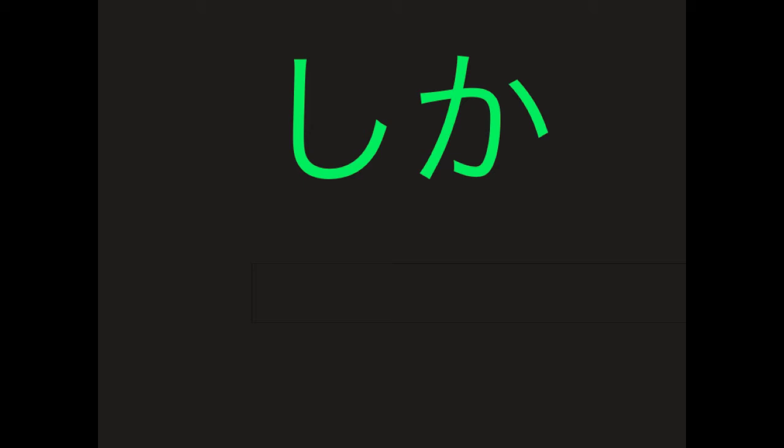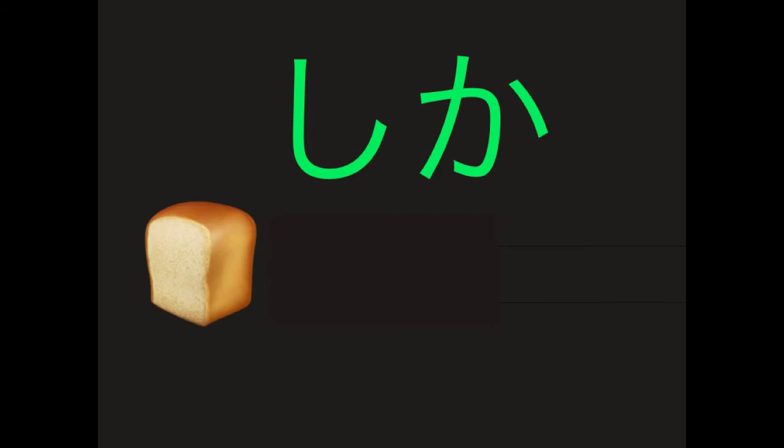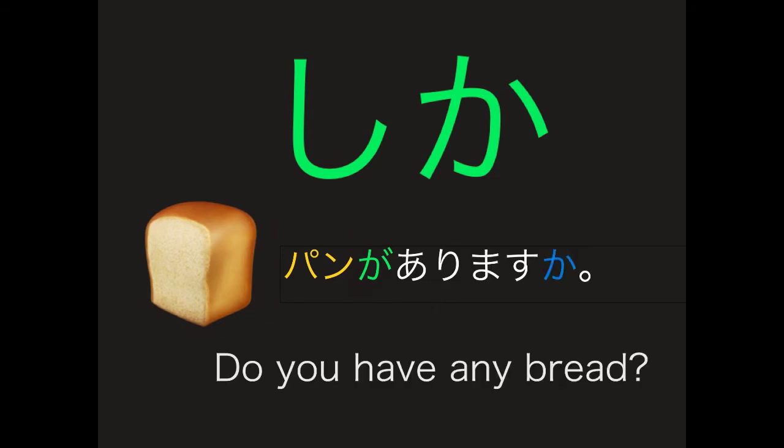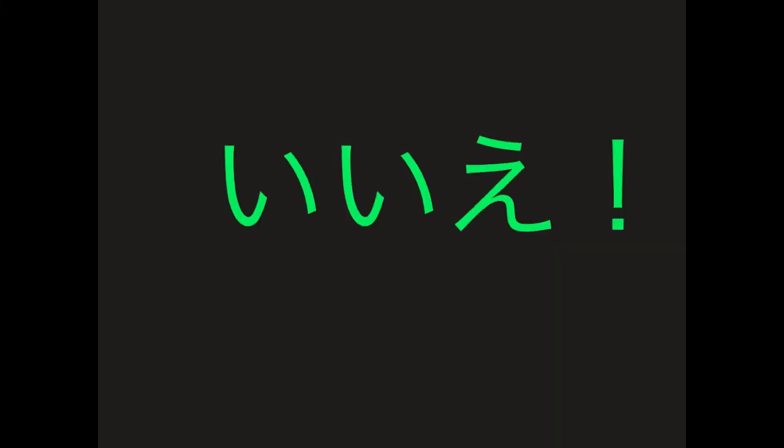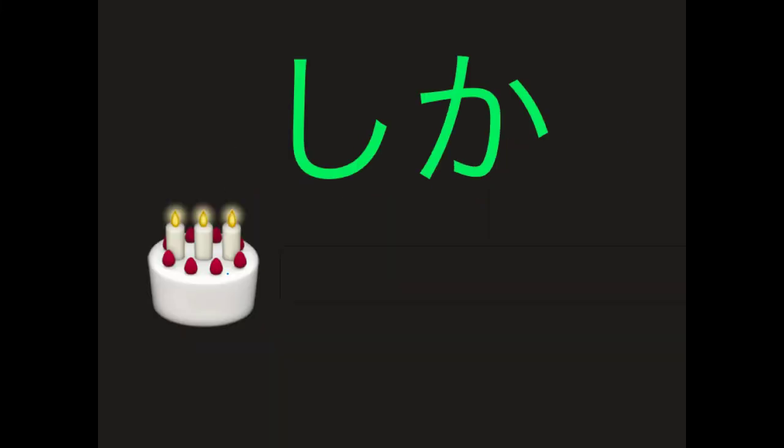Let's have a look how it's used. First of all, we'll go back to that same scenario. We walk into a shop. We're after bread. We say, "Pan ga arimasu ka?" Do you have any bread? Just as in the previous sentence. Iie, no, they do not. They only have cake. And this time we have to express it differently.